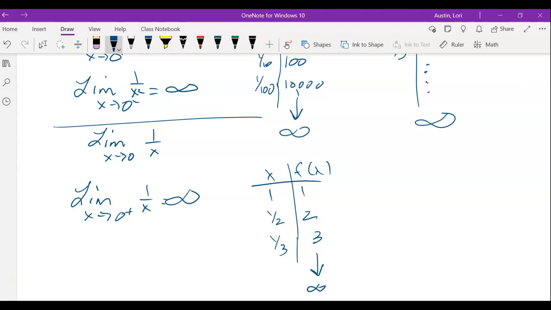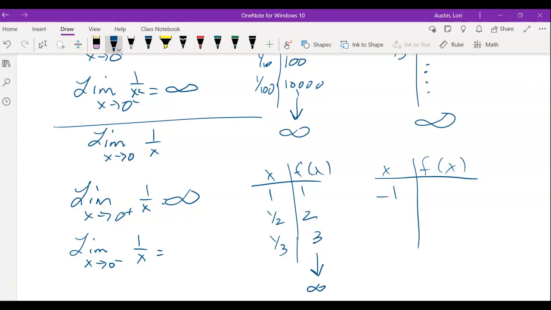Okay? What about from the left, though? If I approach it from the left, okay, now I'm plugging in those negative numbers. I don't have that square to make everything positive.